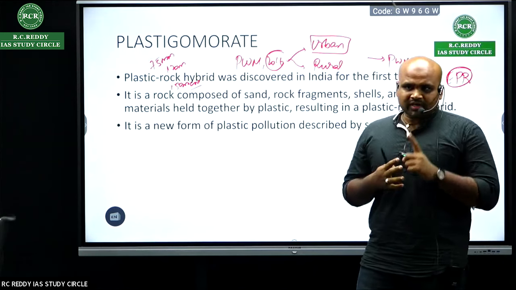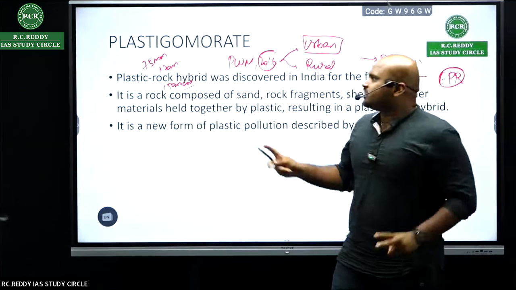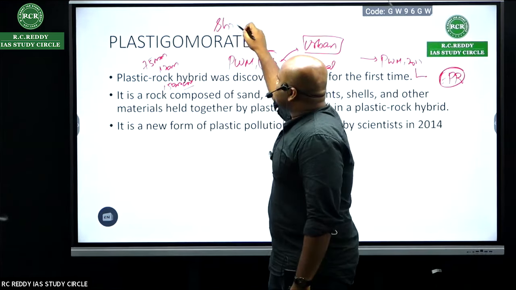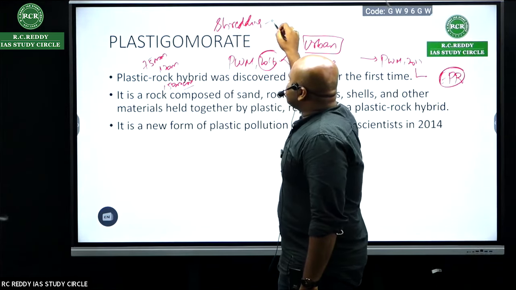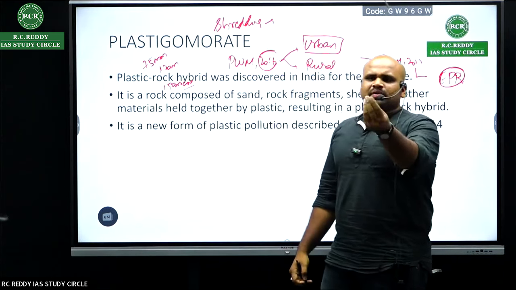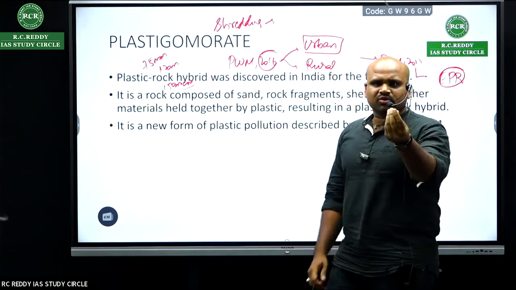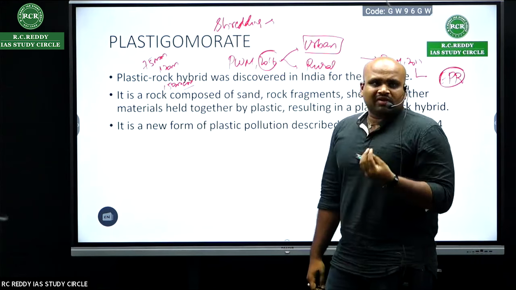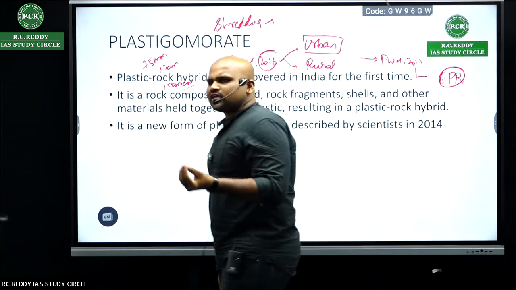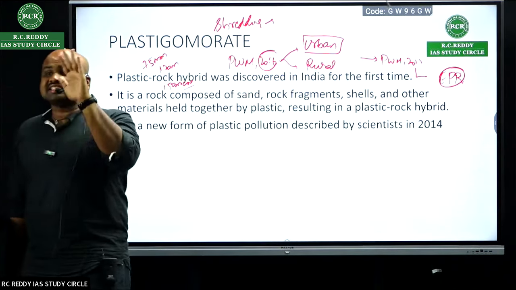Easier collection is one, and the probability of shredding. What do you mean by shredding? Shredding fundamentally means breaking them into small pieces. Shredding is an activity where you break them into small pieces. And we see that the probability of shredding of a plastic which is thicker is less.